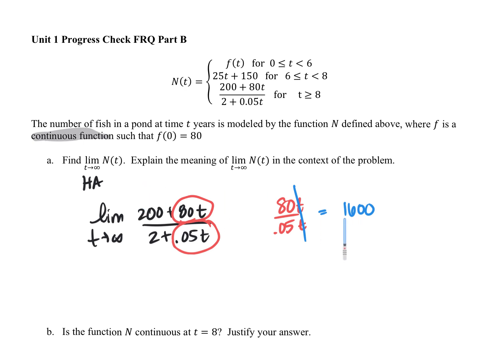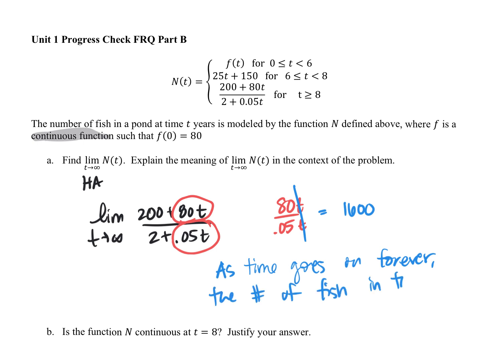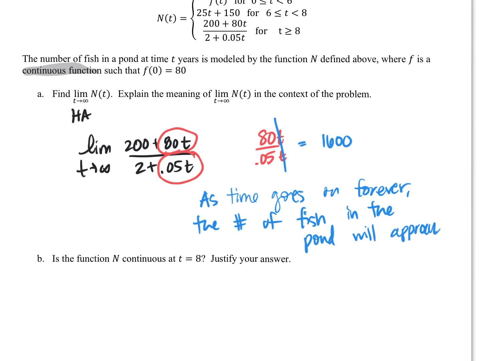We're not going to have more than 1,600 fish in this pond. I love that you said capacity. As time goes on forever, the number of fish in the pond will approach 1,600. Or if you have any kind of version of that, like Ione might say, the pond only has a capacity of 1,600 fish. Great. Perfect.